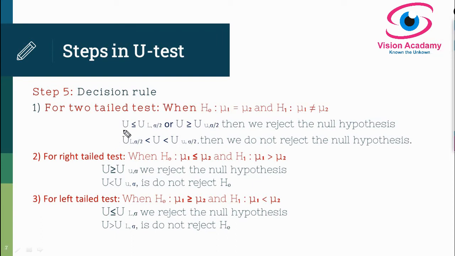Here, if U tested is less than or equal to the U lower limit value, or U tested is greater than or equal to the U upper limit value, in that case we reject the null hypothesis. And we do not reject the null hypothesis when the tested value lies between the lower limit and the upper limit, in the Mann Whitney U-test.